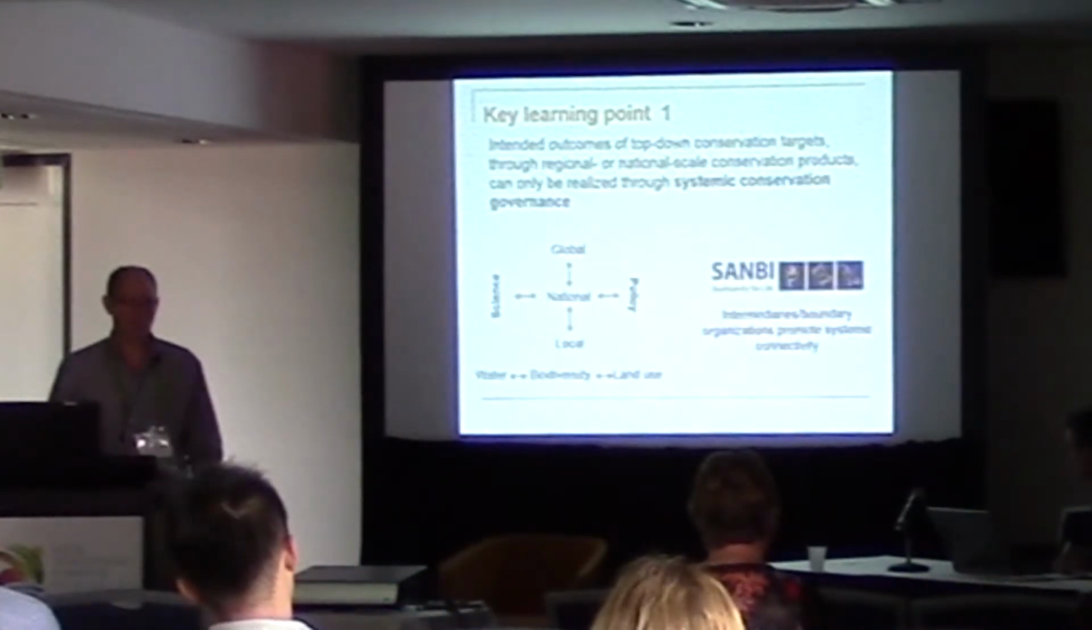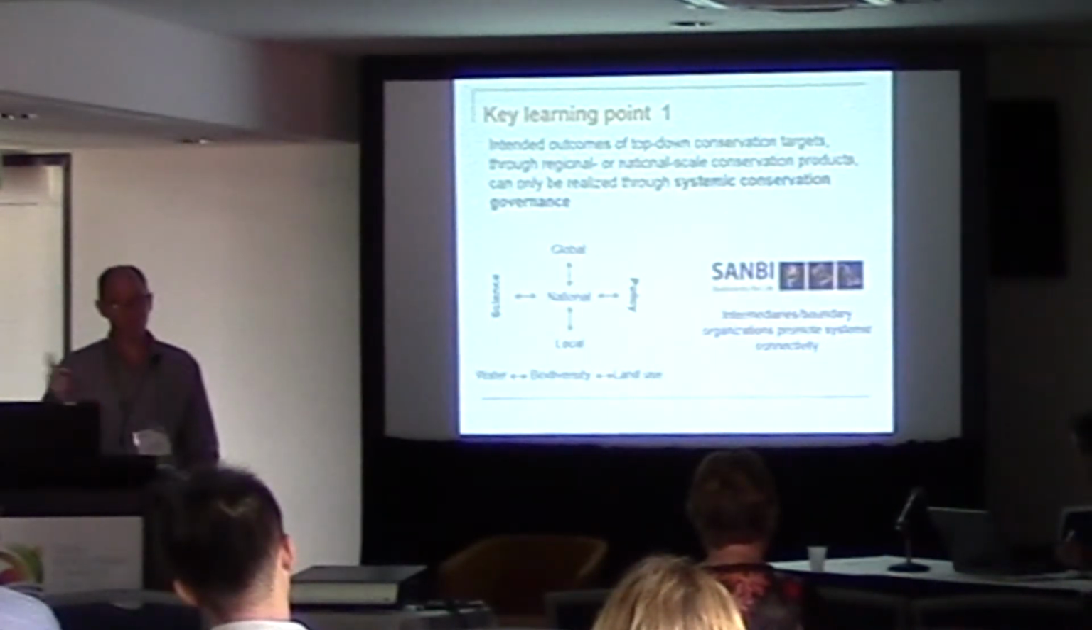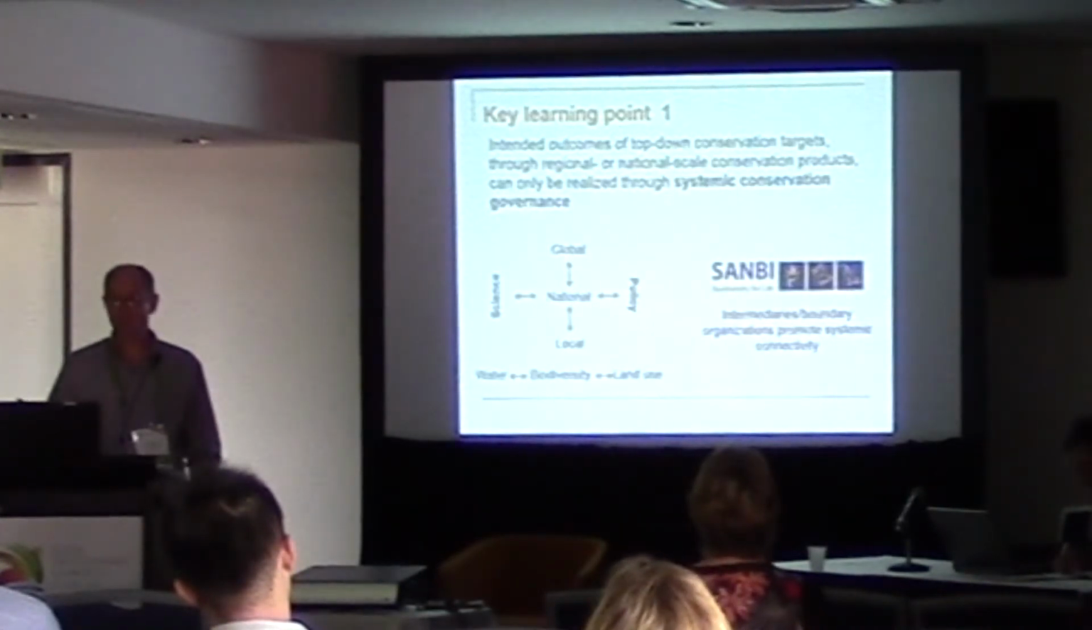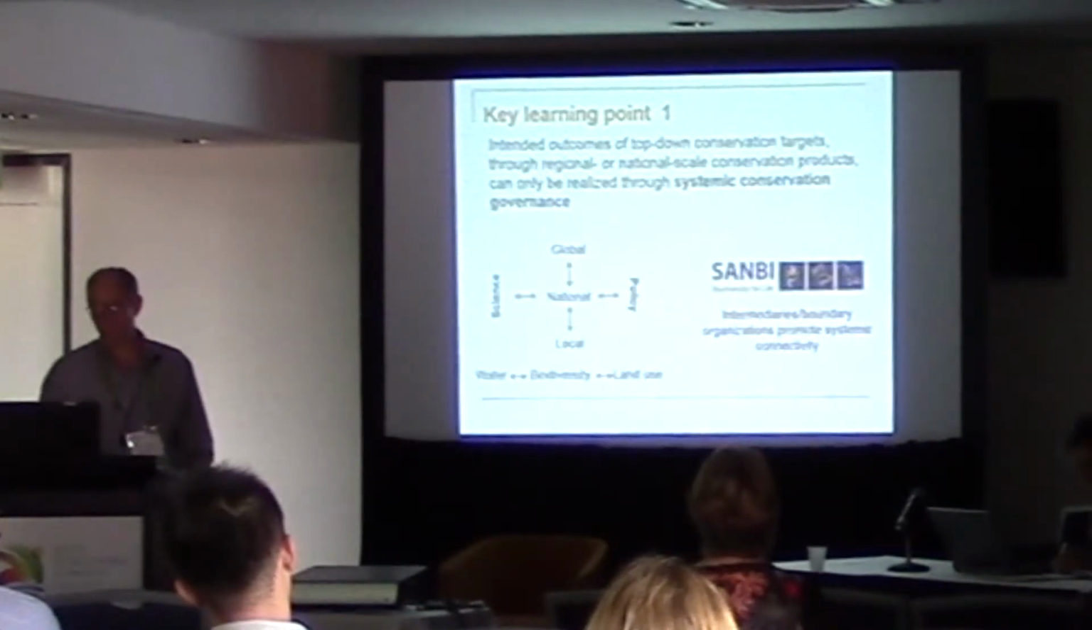We've got the South African National Biodiversity Institute that plays an intermediary role and has done a wonderful job to try and connect people, national government, provincial government, scientists, and policymakers. And through the dialogues, we're starting to see a measure of effect, of giving effect to these targets.